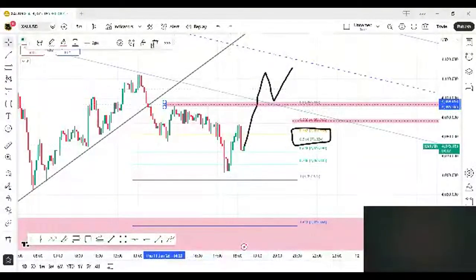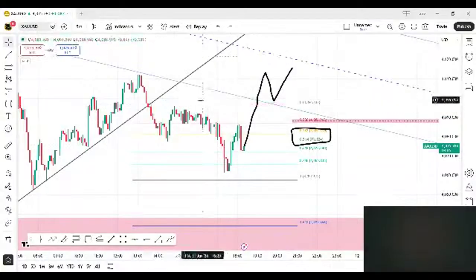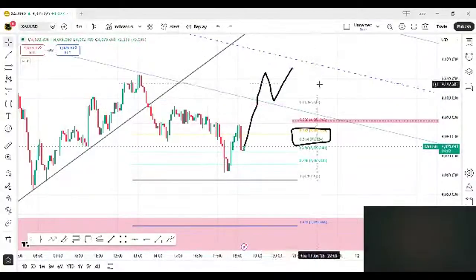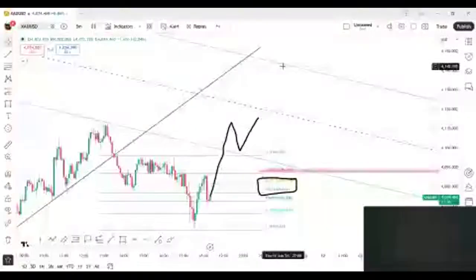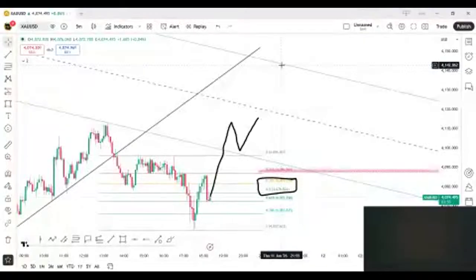So that's why we need proper weight. If the market breaks 4100, obviously it is going to go to 4130. It is possible this will be the next high, so the market will easily go to that area.